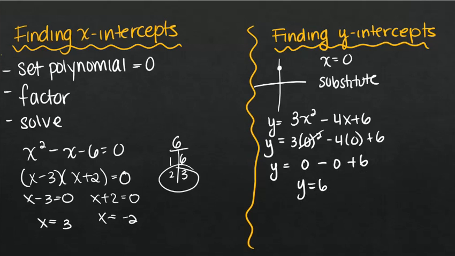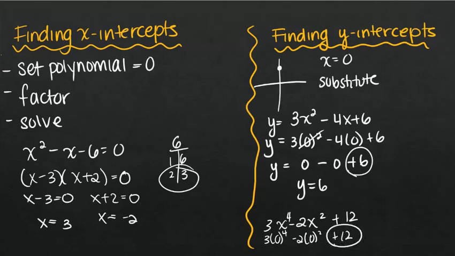And so what you'll learn to get used to is your y-intercept is always going to be your constant. So if you had, let's say, 3x to the 4th minus 2x squared plus 12, well, these, when you substitute 0 in, are going to cancel out. And you're going to be left with that positive 12. And that is going to be your y-intercept.